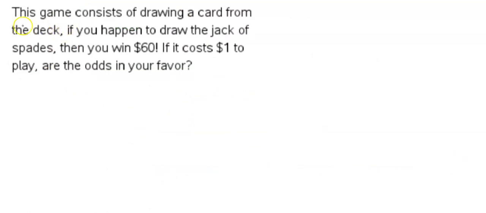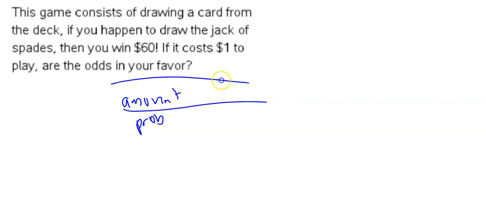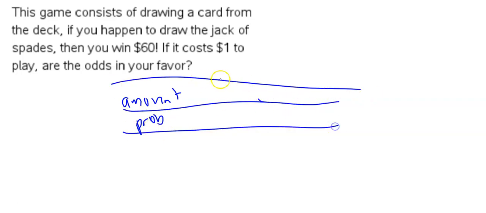Let's try this one. The game consists of drawing a card from the deck. If you happen to draw a jack of spades, you win $60. It costs $1 to play. Are the odds in your favor? So again, I want you to get in the habit of writing out the amount and probability. In this case, I think there really are only two options. Again, I think of this as win or lose.